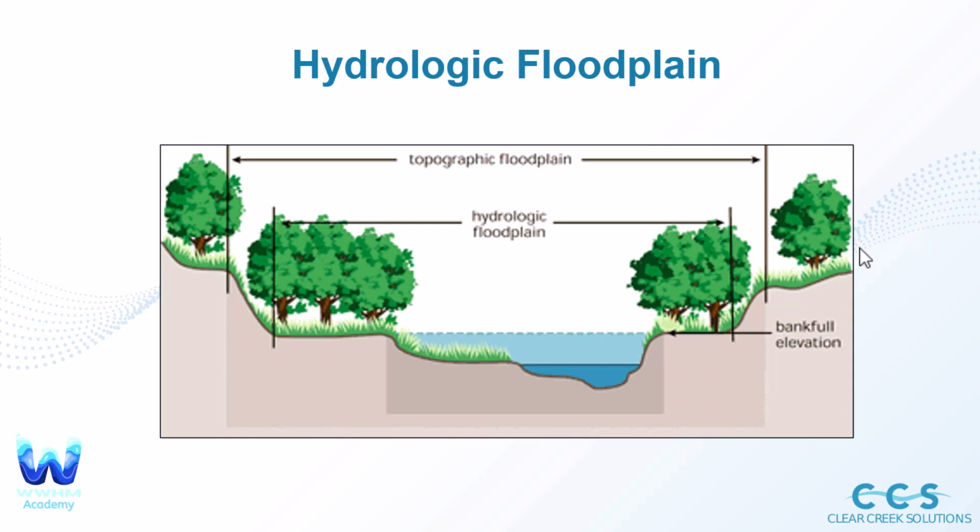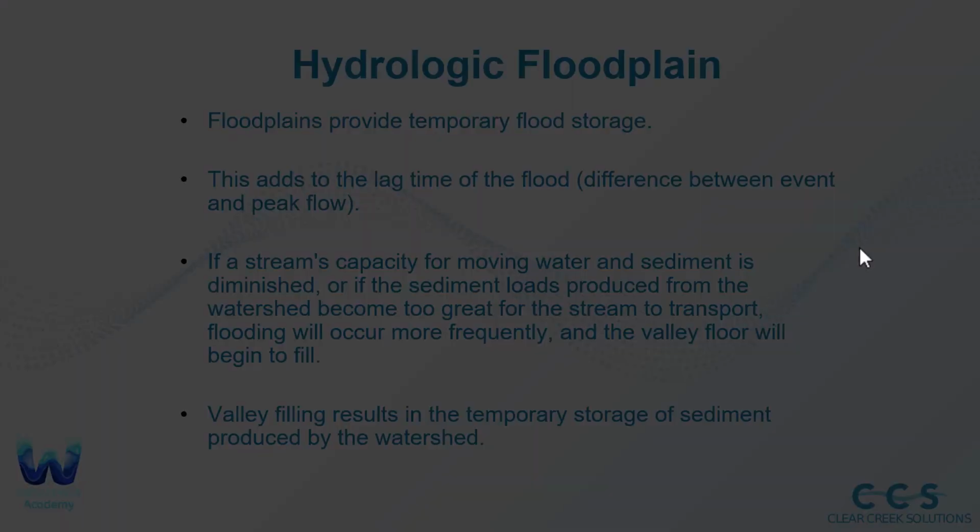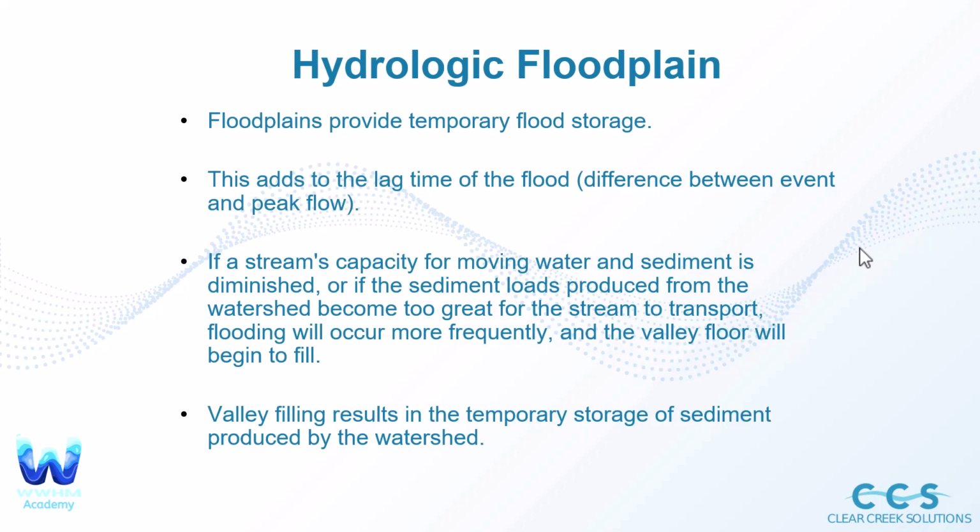You can see the topographic floodplain and the hydrologic floodplain, and the bounds of those are going to be defined by the volume of the flood or the storm event. Floodplains provide temporary flood storage, and this adds to the lag time of the flood. If you're looking at a standard hydrograph, obviously not always speaking in terms of continuous simulation hydrology, lag time is the difference between the event and the peak flow. Floodplains can add to this time, making the flood less likely to be a flash flood or accumulate quite quickly.